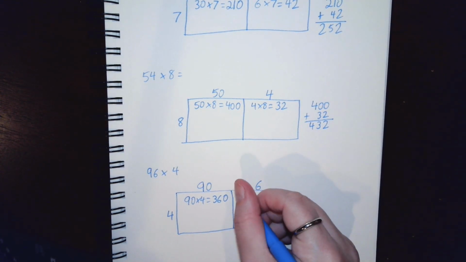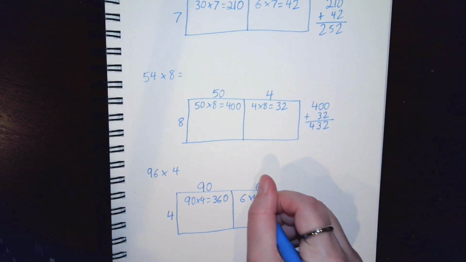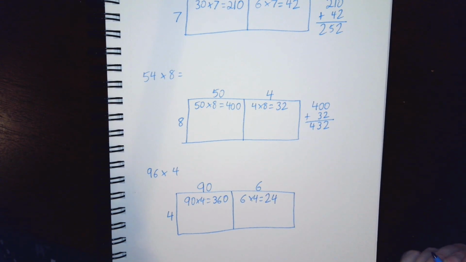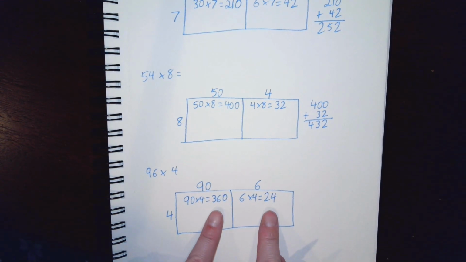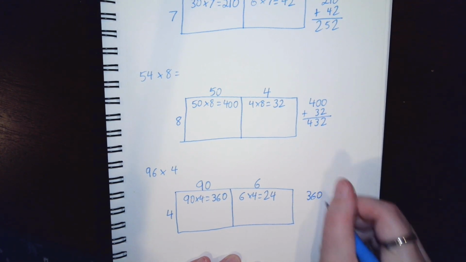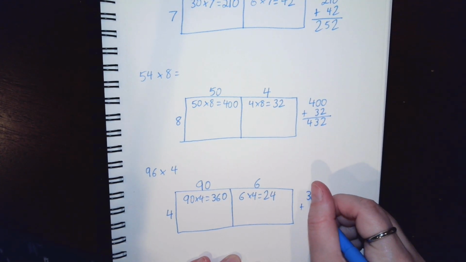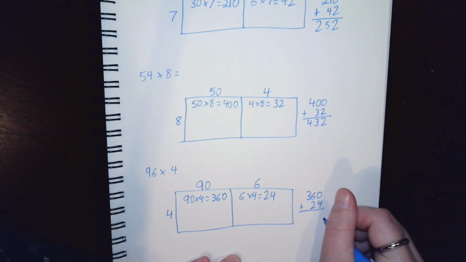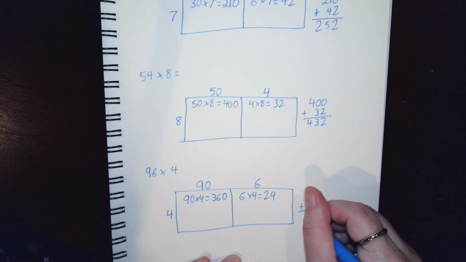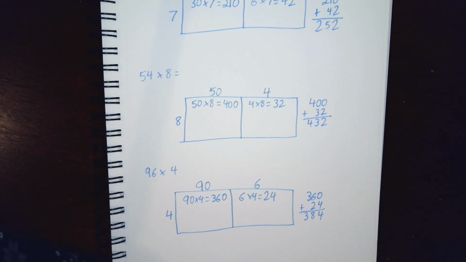I'm going to multiply here. I have 6 times 4. 6 times 4 gives me 24. I have my partial products. Now I'm going to add my partial products together to get my product. So I have 4 ones, 8 tens, and 3 hundreds. And that is how you use area model for multiplication.